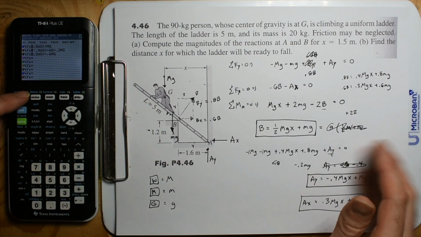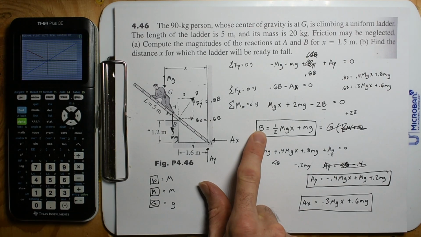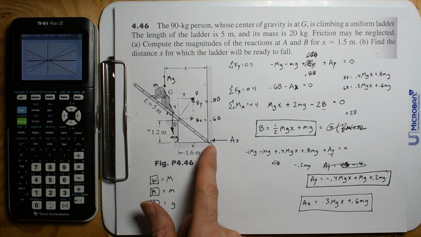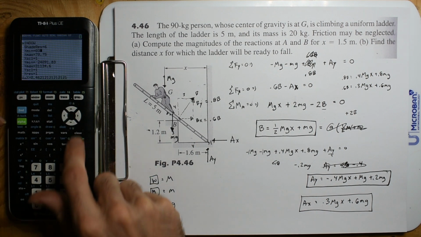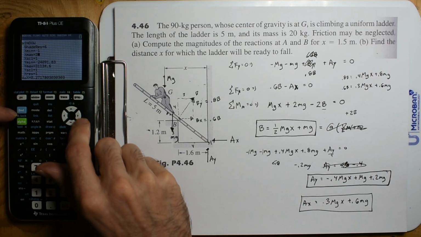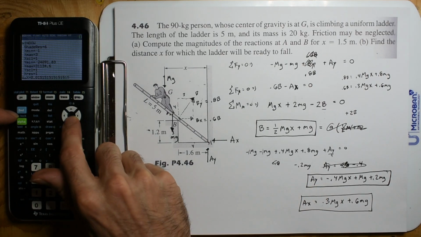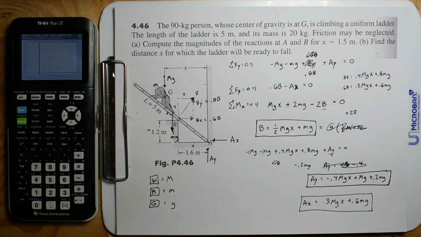All right, so let's graph these. I'm just going to do a zoom fit to see where we're at. So that first one is this, and AY is that second one. All of this is in terms of x, and x can't be more than 3, so we're going to set the window x from negative 1 to 3. The reactions are going to be in the thousands, so we're just going to do negative 100 to 2,000, and then graph that.